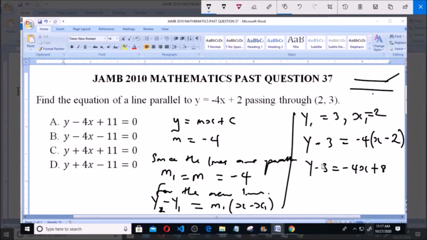So now bringing all this to the left hand side, we'll have y plus 4x, then minus 3 minus 8, is equal to 0. So y plus 4x minus 11 is equal to 0. Now this is the equation of the second line, which is parallel to the first one, and so therefore option D is the correct answer to this question. Option D, y plus 4x minus 11 is equal to 0.